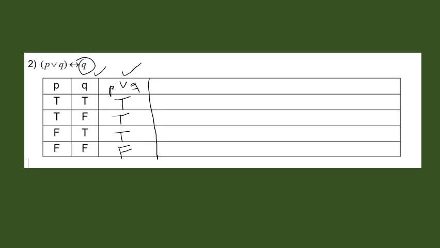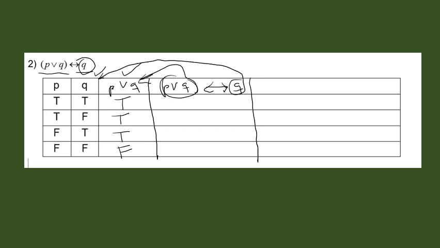Now, the if and only if is commutative. So it really doesn't matter if this is on the left and that's on the right, or vice versa. If and only if is true when they both are true. The only one that's an issue is the if-then, because it does have a direction. So I am looking at this column. I am looking at this column.